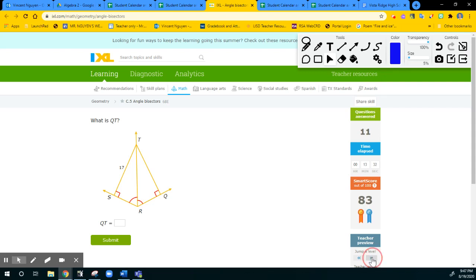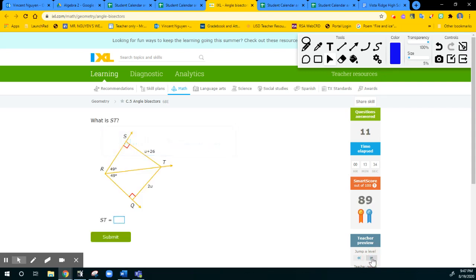Okay, this one's a repeat. Let's jump level again. Okay, this one is the segment relationship. It's the same thing. Because this is equal to that, we can say that this segment is equal to this segment. So now we can set up that equation: u plus 26 equals 2u.